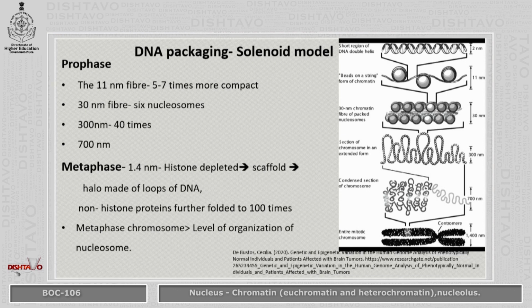At this stage, when histone-depleting enzymes were used, it gives the appearance of a scaffold-like structure with a halo made up of loops of DNA, and it was also found that non-histone proteins are further folded 100 times over here, and that is why the more compact form of chromatin is seen at the metaphase stage. Metaphase chromosome is the stage wherein the highest level of nucleosome organization is seen.